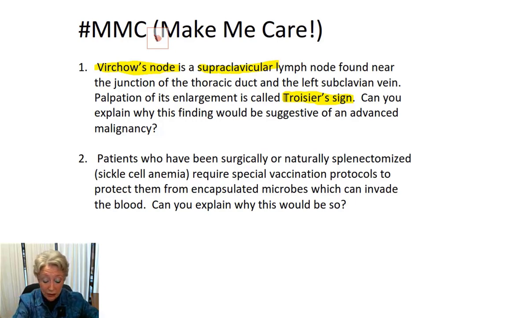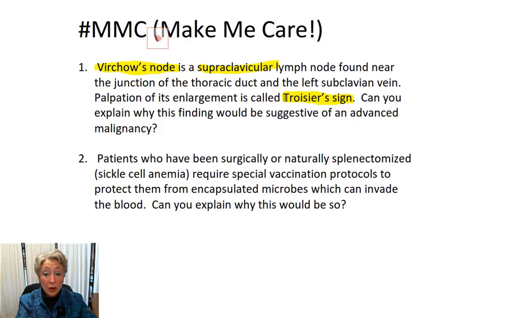I hope you've taken time to think about this now, because realize Virchow's node is found very close to where the thoracic duct drains into the left subclavian. And so any lymph being drained from lower portions of the body is going to be moved up through that valvulated system to the thoracic duct and put in that region. So if I have an enlargement of that node, it reflects the fact that I have got cellular proliferation in the area.